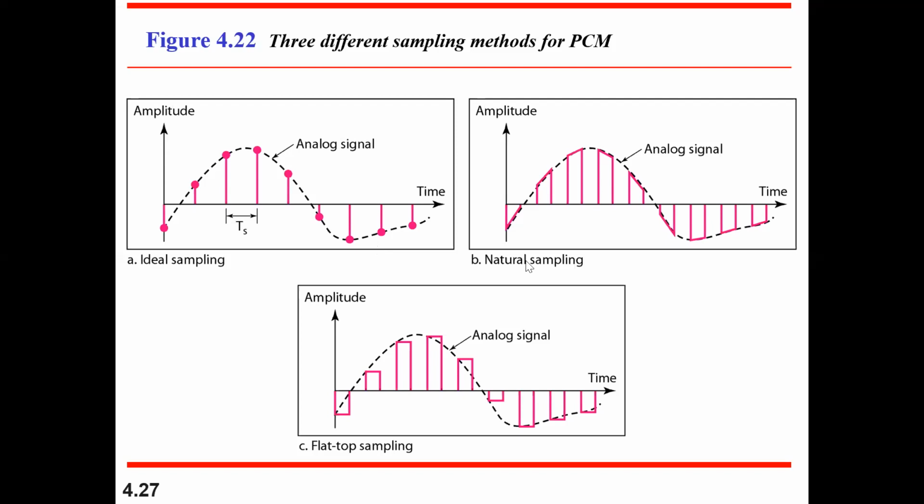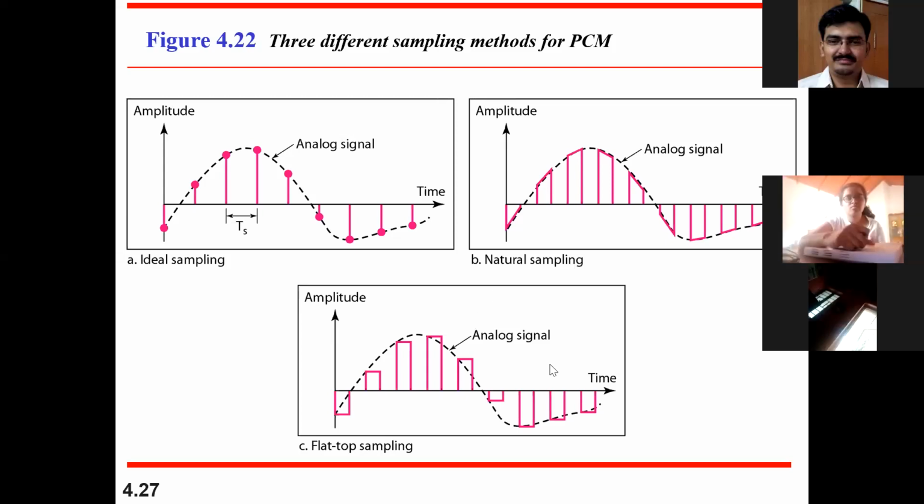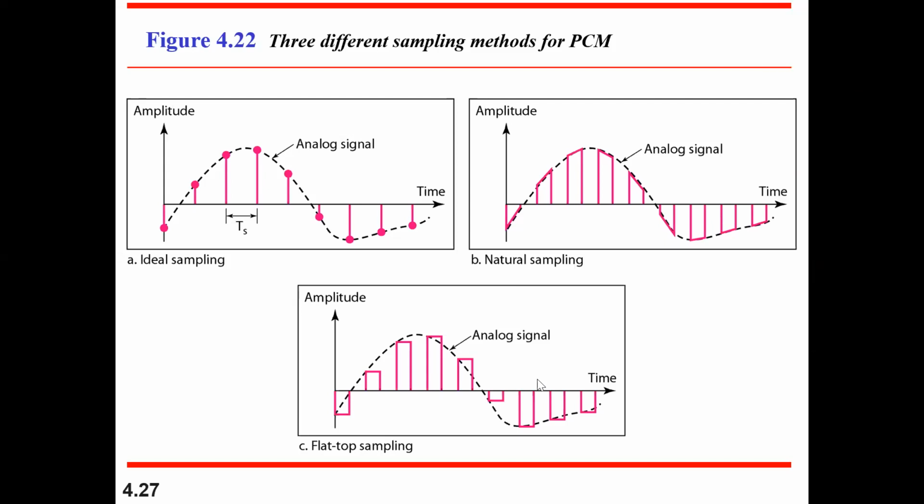Natural sampling, it takes its time. It will not directly come down immediately. So what it will do, it will take its own time. While taking its time, it will gradually go from the 5 speed to the 4 speed, then the 3 speed, then the 1 speed, and then it stops. This is what will be happening with respect to your natural sampling.